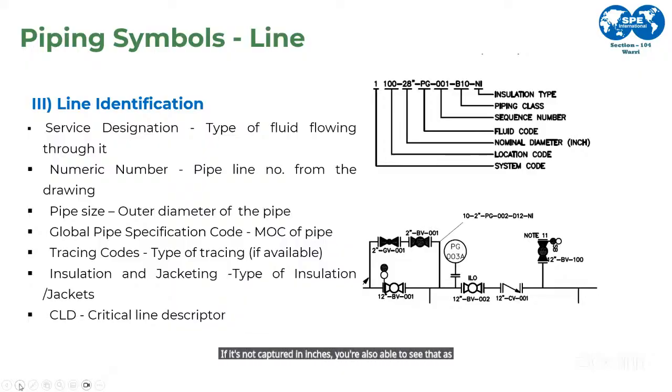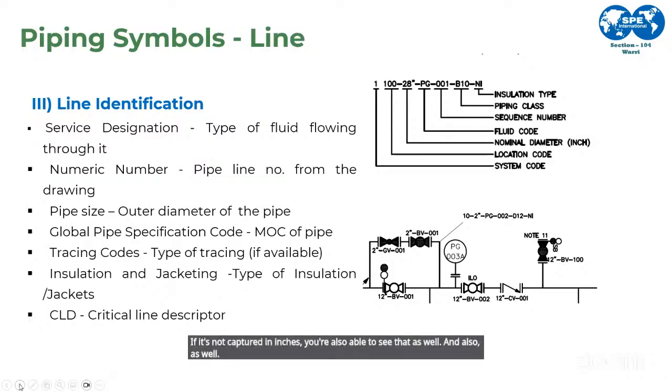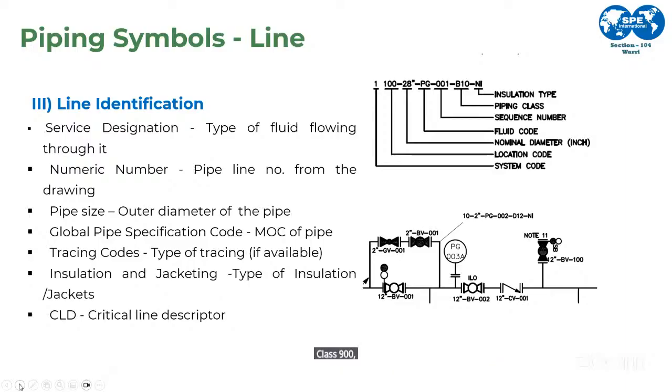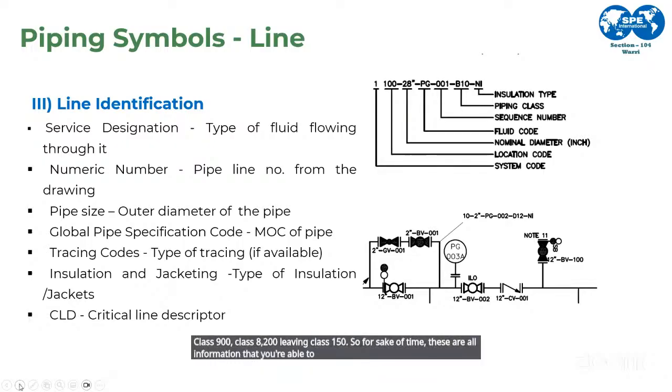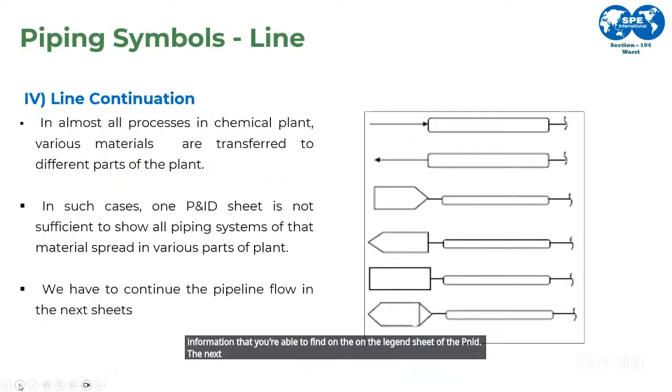And also, you're able to see what we refer to as the piping class, right? The piping class just speaks to the pressure rating, if it's a class 600, class 900, class 1,200, even class 150. So for sake of time, these are all information that you're able to find on the legend sheet of the P&ID.